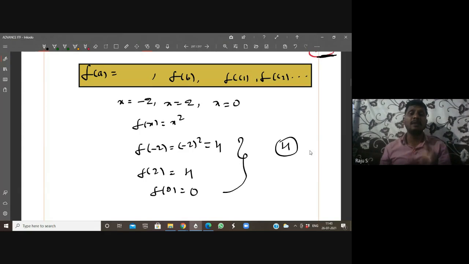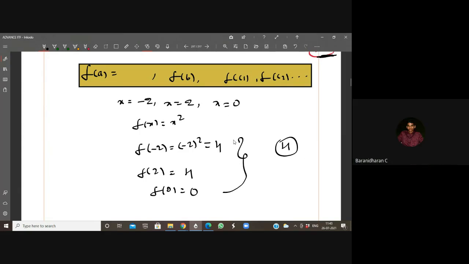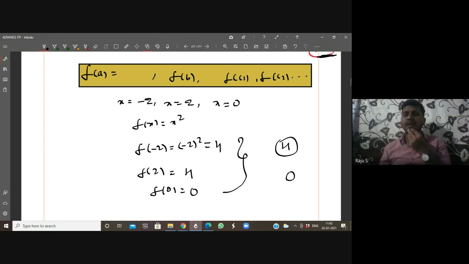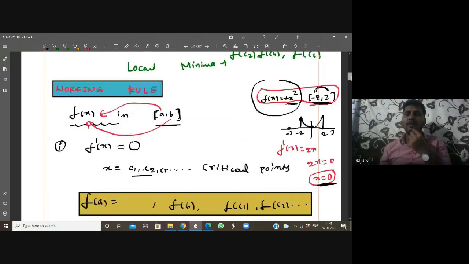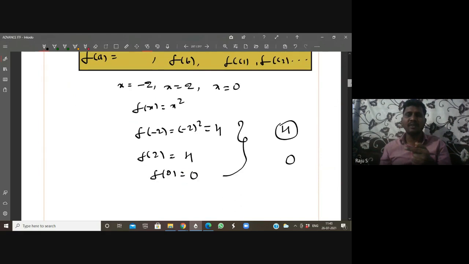This is called absolute maximum. What is the minimum value among these three? 0. Yeah, 0 is the minimum value. This is called absolute minima. So this is the highest value of the given function f of x equal to x square in the interval minus 2 comma 2. So here this minus 2 and plus 2 are called points of maxima. At those points, the function has the maximum value, at minus 2 and plus 2.